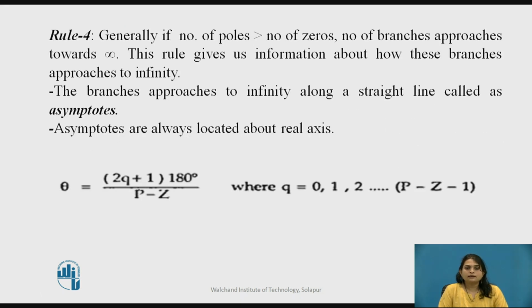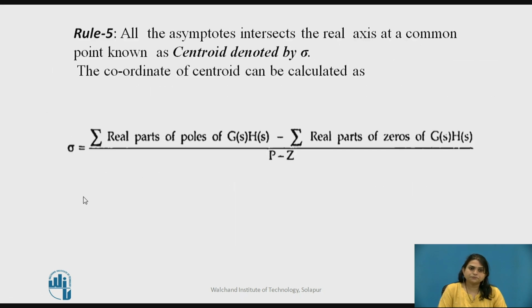Rule 4, here if the number of poles are greater than the number of zeros, so the number of branches approaches towards the infinity. So here we are going to calculate the branches, okay, that branches approach to the infinity along a straight line, that are called as the asymptotes. Now these asymptotes are always located about the real axis. So for drawing the asymptotes, we should have the angle theta. So it will be calculated with this formula, where q is 0, 1, 2 up to P minus Z minus 1. So with the help of this angle, we can draw the asymptotes.